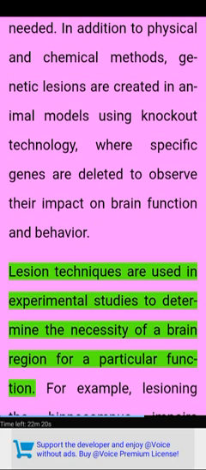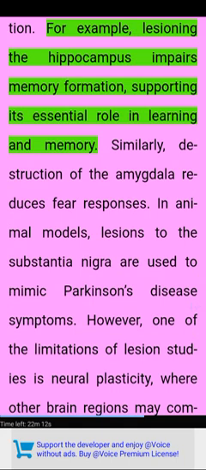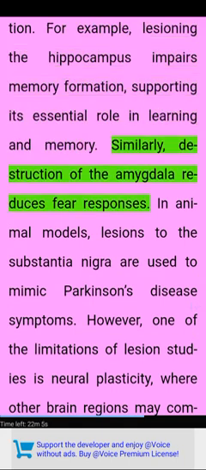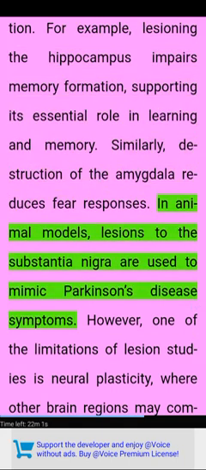Lesion techniques are used in experimental studies to determine the necessity of a brain region for a particular function. For example, lesioning the hippocampus impairs memory formation, supporting its essential role in learning and memory. Similarly, destruction of the amygdala reduces fear responses. In animal models, lesions to the substantia nigra are used to mimic Parkinson's disease symptoms.